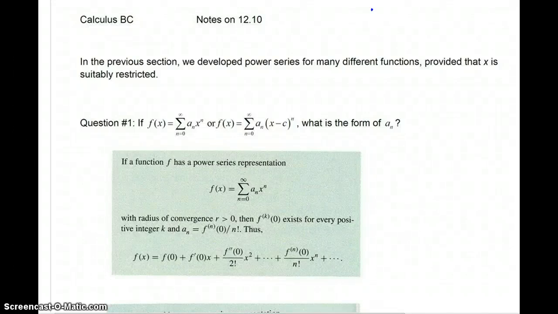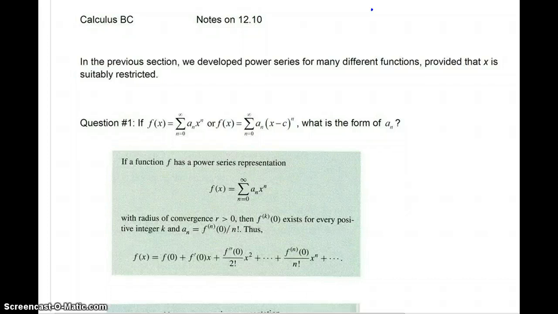Lesson 12.10 picks up where we left off from last section. In the previous section, we were developing power series primarily from the geometric series with the functions 1 over 1 minus x and 1 over 1 plus x. But today we're going to go in a very different direction. We're actually going to look at question 1.